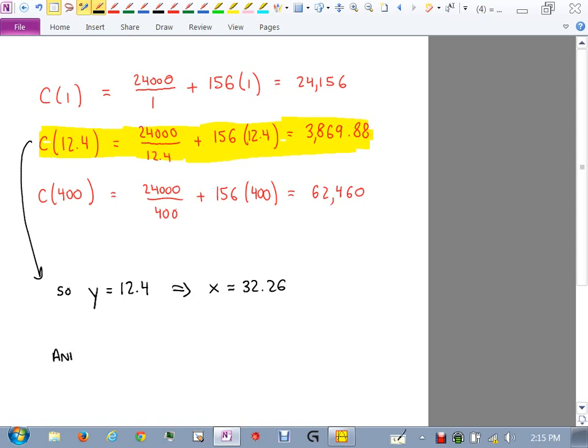And you don't even have to compute this. The minimum cost would be what? About $3,869 and change, whatever. Close enough. Expensive pig.